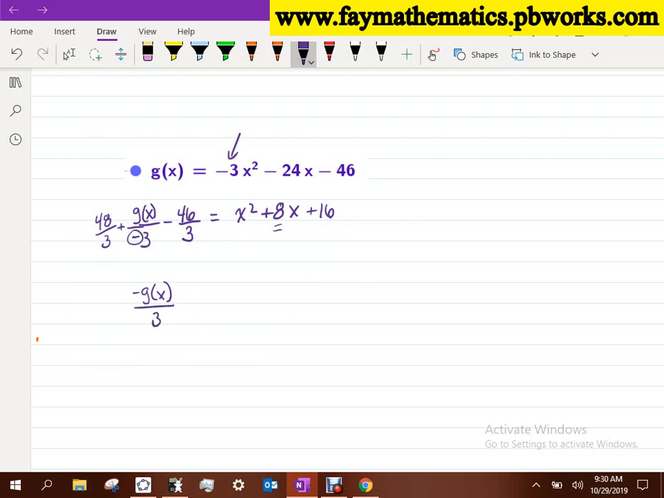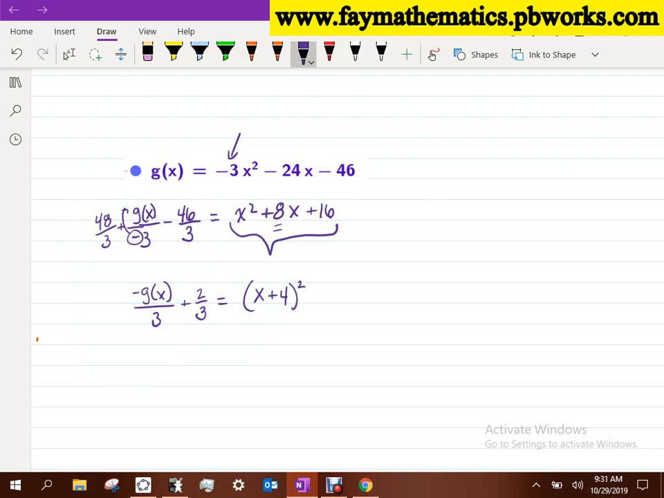So I'm going to rewrite this as the opposite of g of x over 3. Can I take that negative right there and put it up in the numerator? Okay. And then plus 2 thirds equals. Now the reason we did all this was so that thing could be rewritten as x plus that b over 2 term. 8 divided by 2 is 4, so it'll go plus 4 squared.